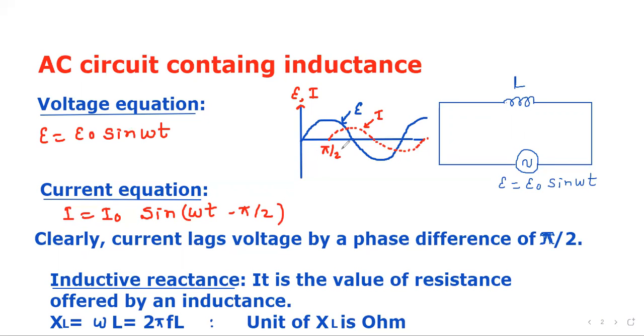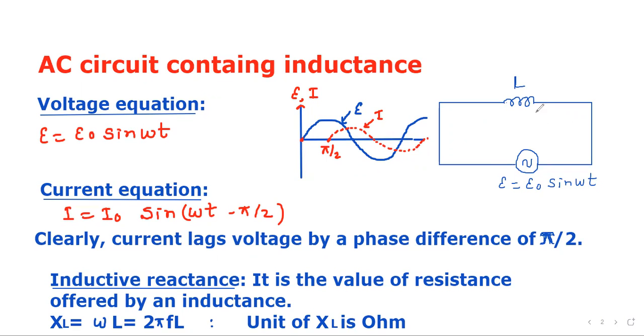Current lags voltage by pi by 2. Here current is like this, and here voltage is like this, and current is starting from here. So current starts from pi by 2, whereas voltage starts from 0. So we can say that they lag by pi by 2. The derivation of why current lags voltage by pi by 2 is not in your syllabus, so I'm not going to explain it. I will explain it in other videos.